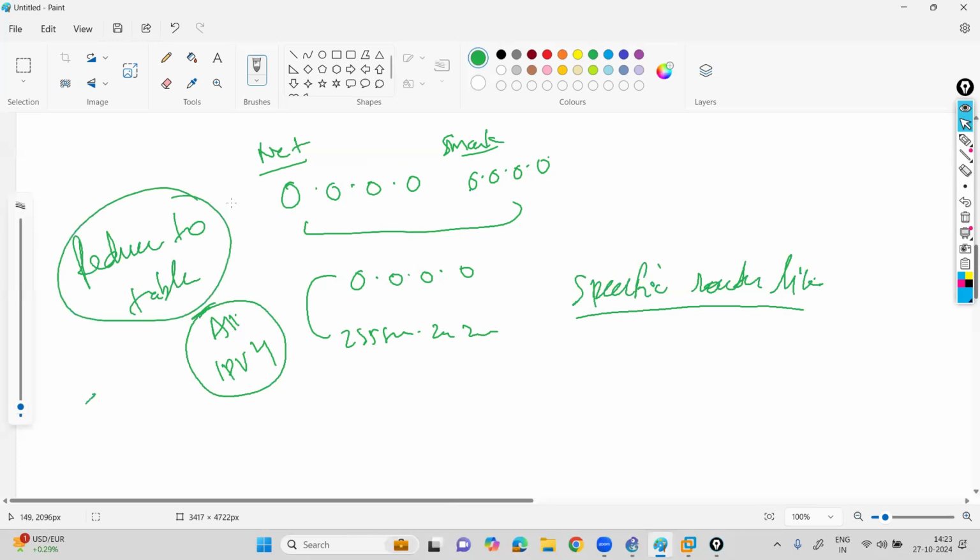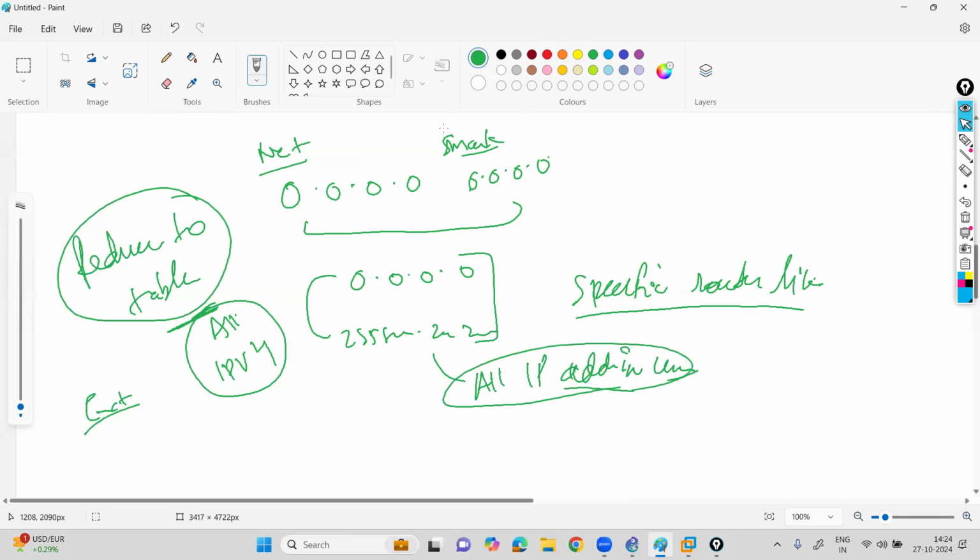Because in external there can be any number of routes, right or not? So to reduce the table, we are doing this. All the routes will come in between 0.0.0.0 and 255.255.255.255. As I told you, that is complete IP version 4. The complete IP version 4 means all IP addresses in the universe, in the world, in IP version 4 basically, will be accepted.